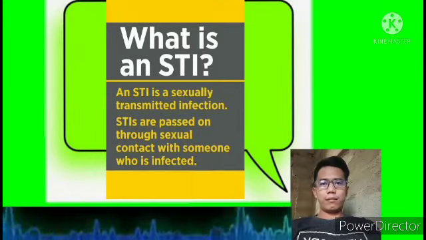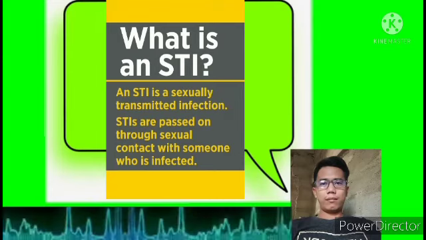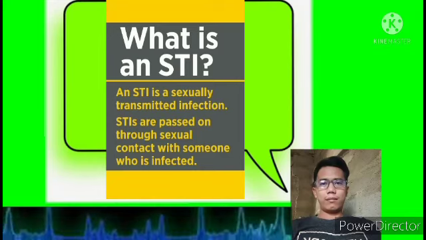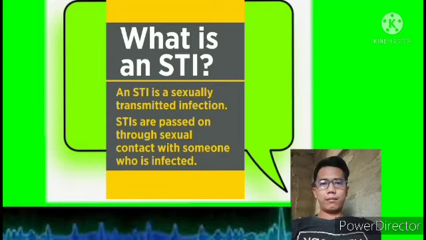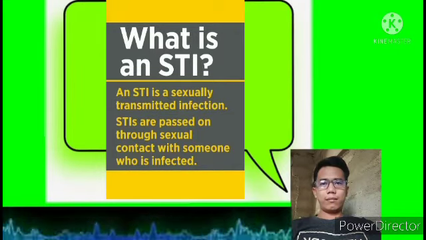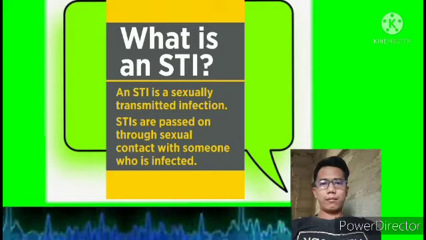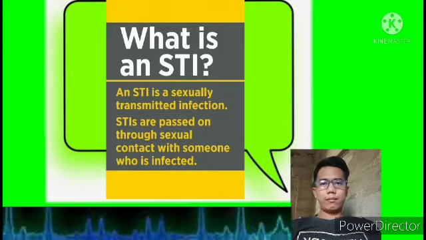STI is sexually transmitted infection. STIs are passed on through sexual contact with someone who is infected. An STI can be easy to get if you're having sex without a condom. You can get an STI from oral sex, vaginal sex, anal sex, and even intimate skin-to-skin contact.